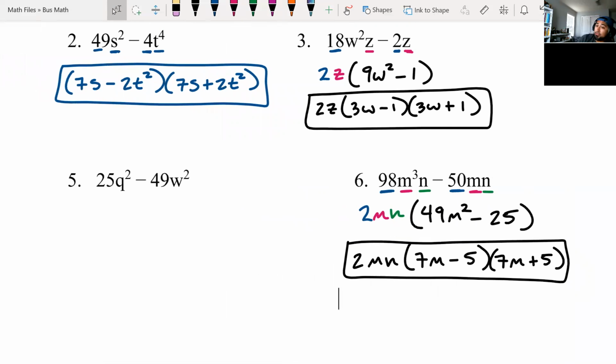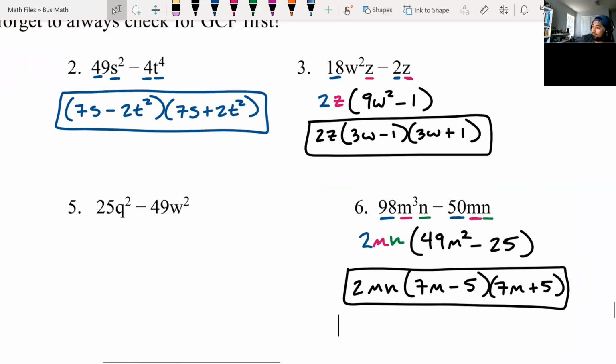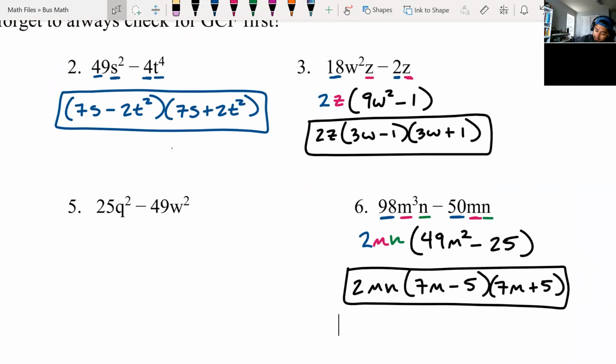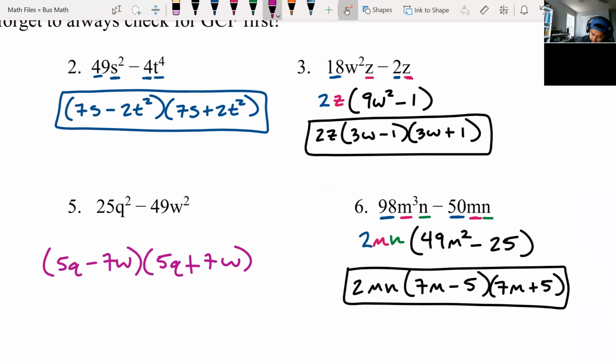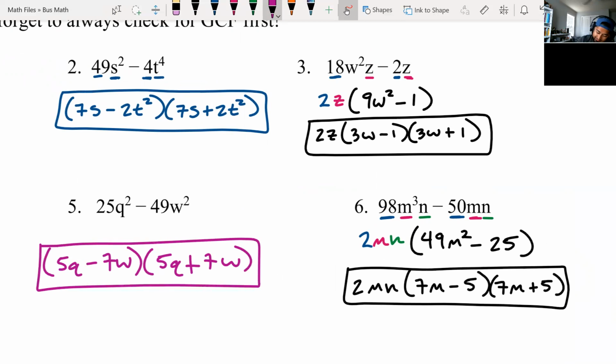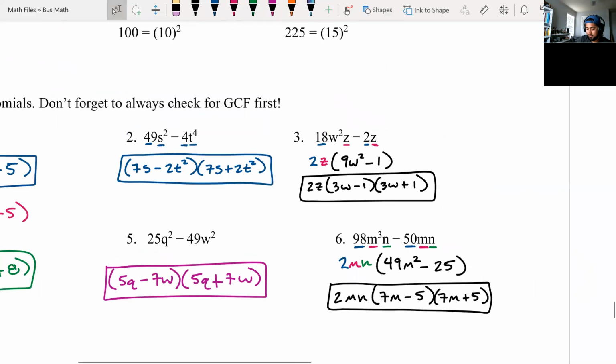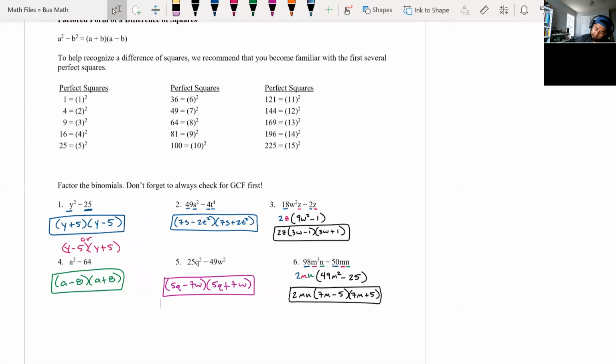That means number 5 is going to be a piece of cake then. Is everything there a perfect square? It is. What's it going to factor to? 5q minus 7w and 5q plus 7w. There you go. Too easy, guys. And that's how you factor a difference of squares.